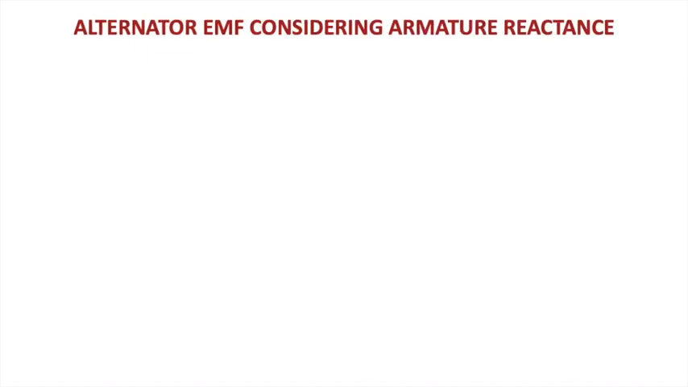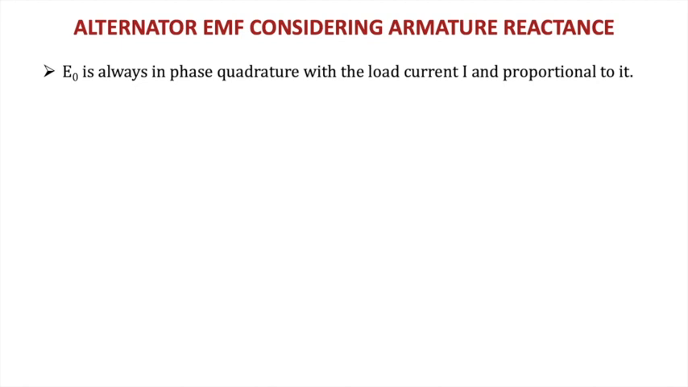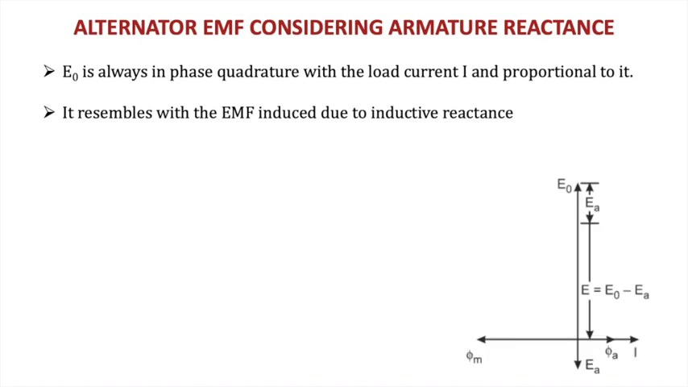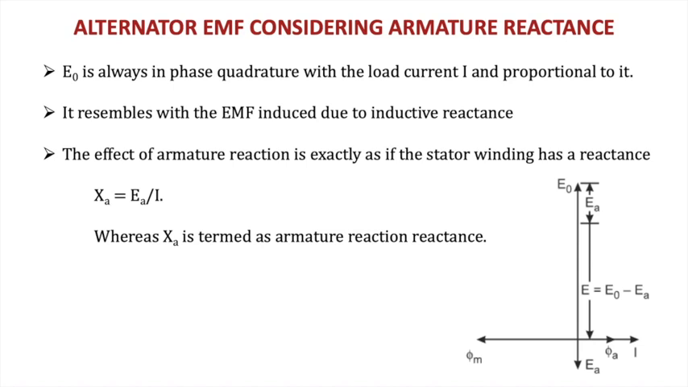Now when we consider the armature reactance, EA is always in quadrature with the load current and it is proportional to it, and it resembles the inductive load. Armature reactance is similar to the inductive load. So due to the armature reactance, the phasor will be the same as for the inductive load, and therefore XA will be given as EA by I, where XA is the armature reaction reactance.